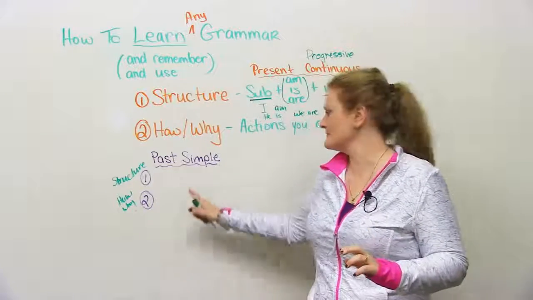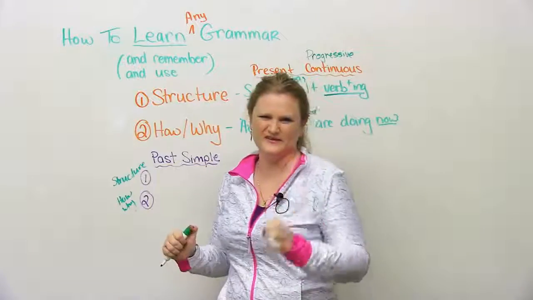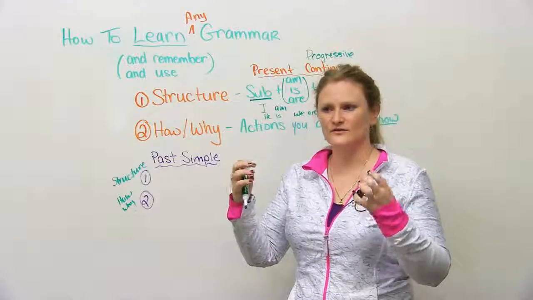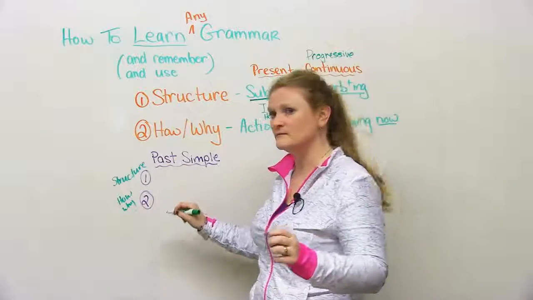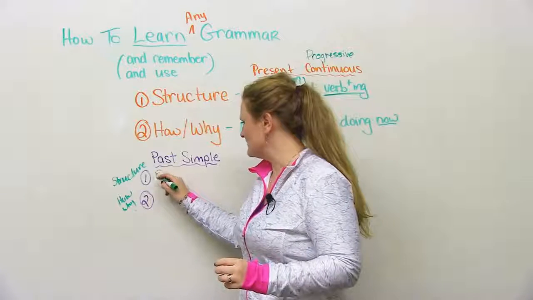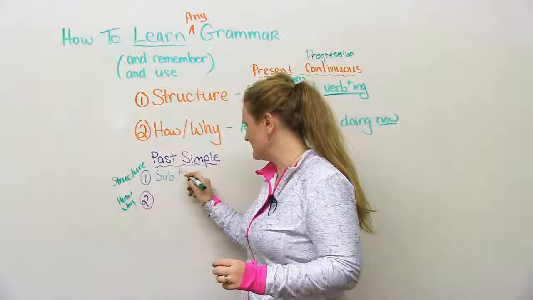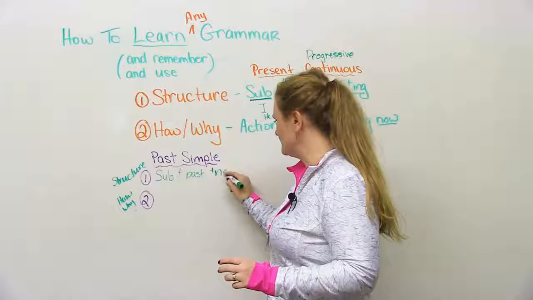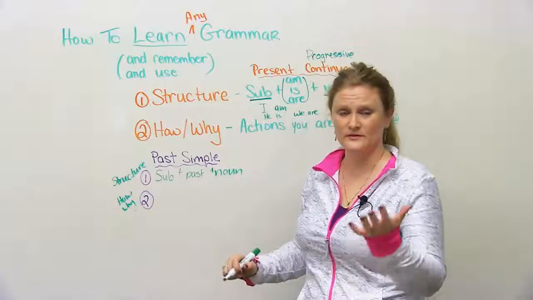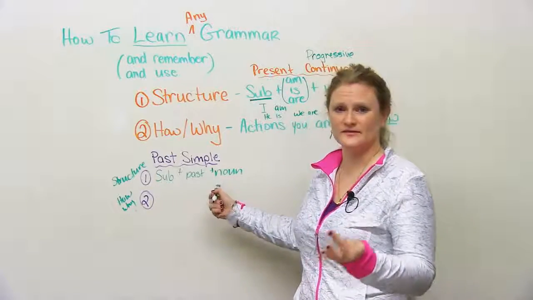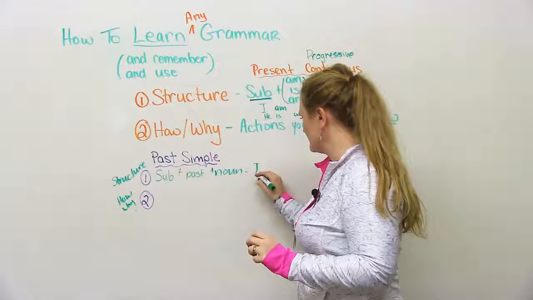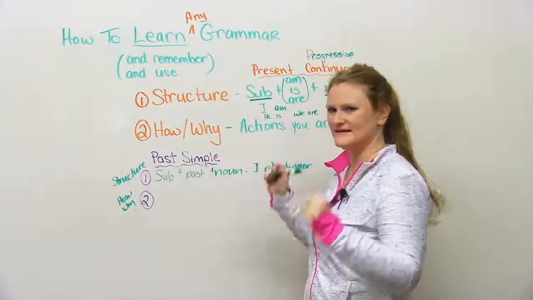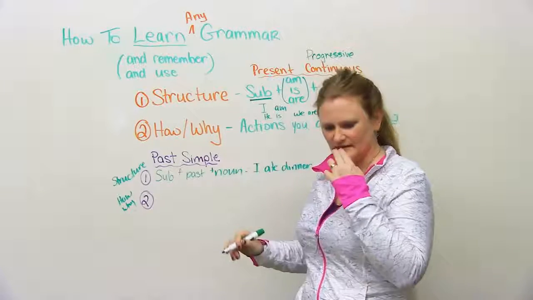Let's use this theory. Let's learn some new grammar. Maybe it's old grammar. It's okay. Past simple. So, first of all, structure. How do I make past simple? Do you know? Okay. Past simple is going to be subject plus a past tense of the verb. And usually we're going to have a noun or a complement to the verb. So you have subject plus past tense plus noun. For example, I ate dinner.